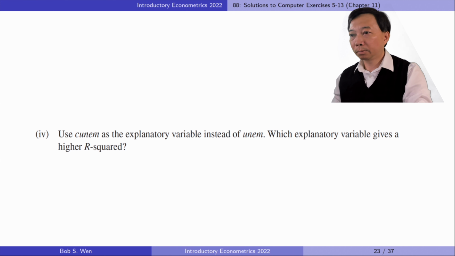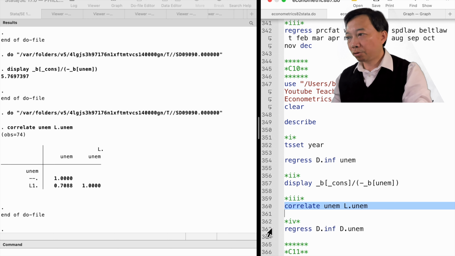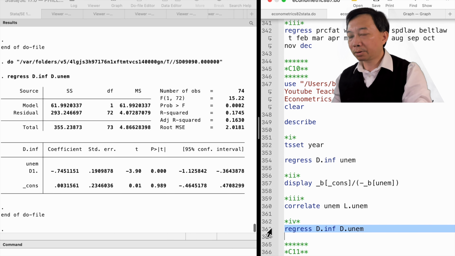In Part 4, use the change in the unemployment rate as the explanatory variable instead of the level of it. Which explanatory variable gives a higher R-squared? Using the change in the unemployment rate as the explanatory variable results in a higher R-squared, 0.175 versus 0.096. The trade-off between unemployment and inflation becomes larger.